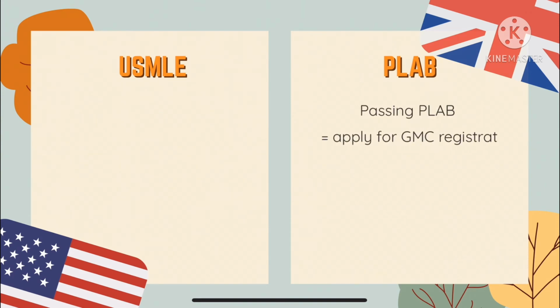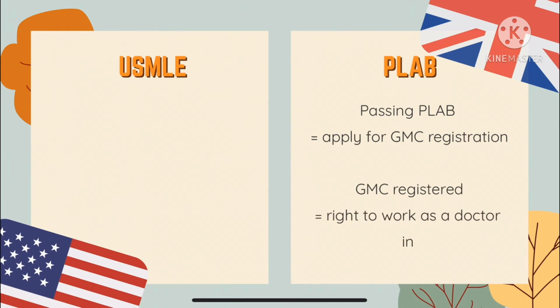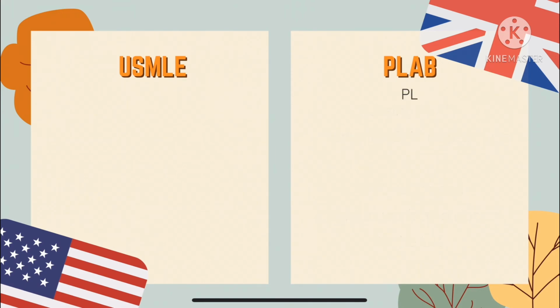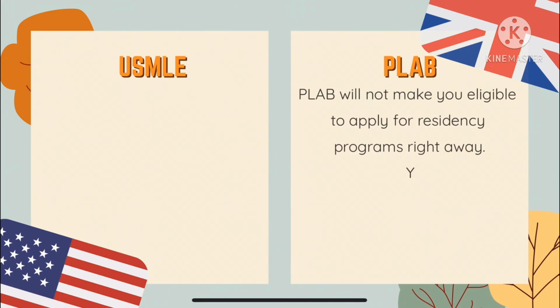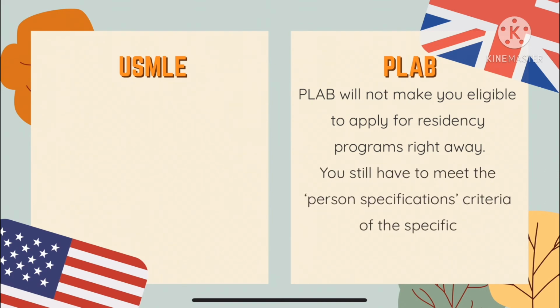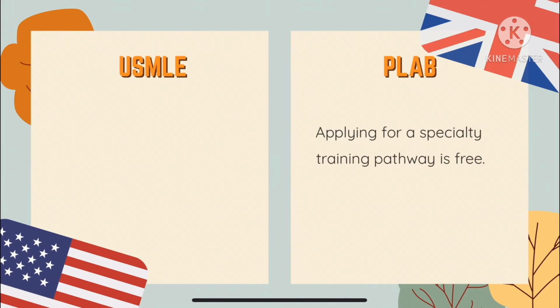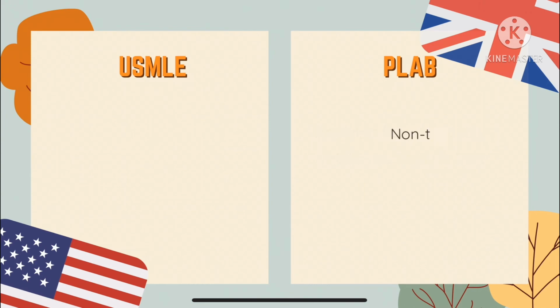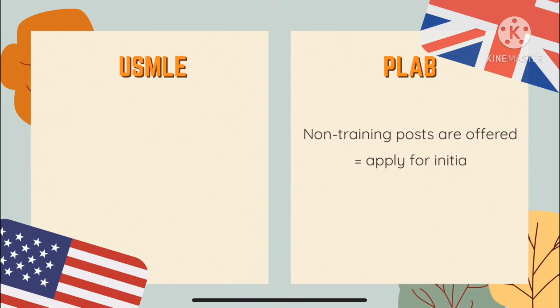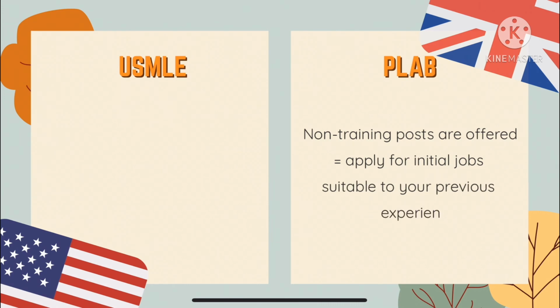After passing the PLAB, you can now apply for GMC registration, which grants you the right to work as a medical practitioner in the UK. Unlike USMLE, PLAB will not make you eligible to apply for a training or residency program right away. You still have to meet the person specification criteria of the specific specialty training pathway you want to pursue. When you apply for specialty training, you won't be charged anything. In cases where you are not fortunate enough to enter a training pathway, there are non-training posts offered in the UK where you can apply for jobs suitable to your previous experience and qualifications.